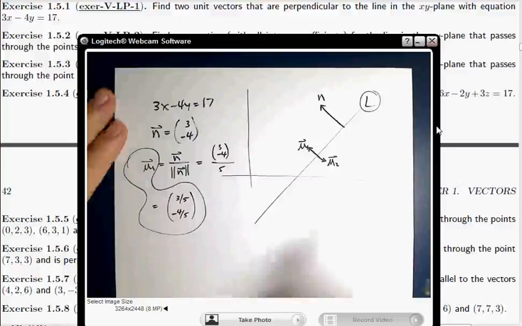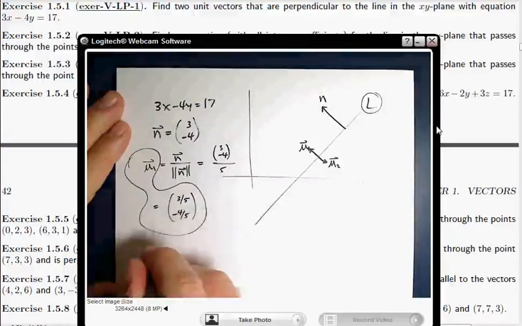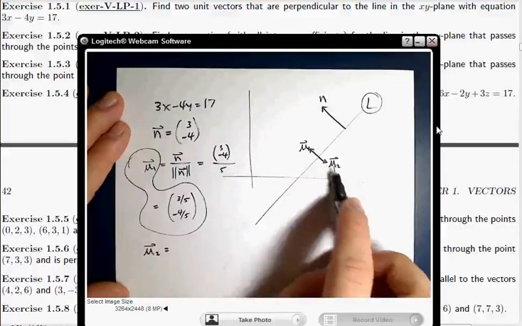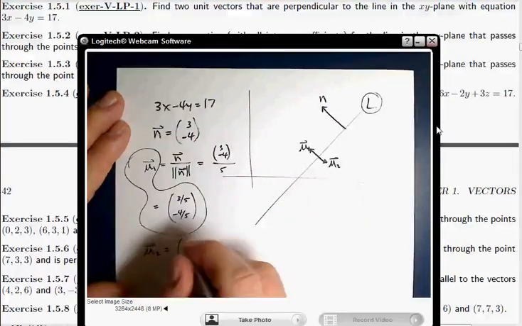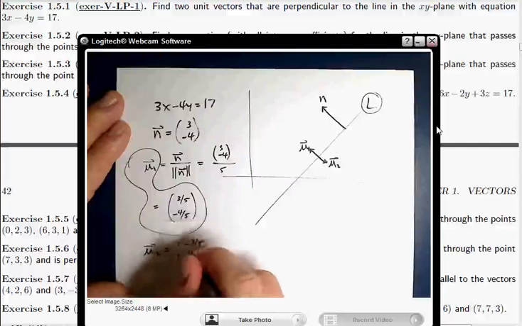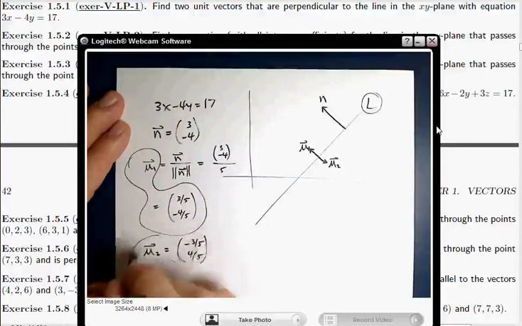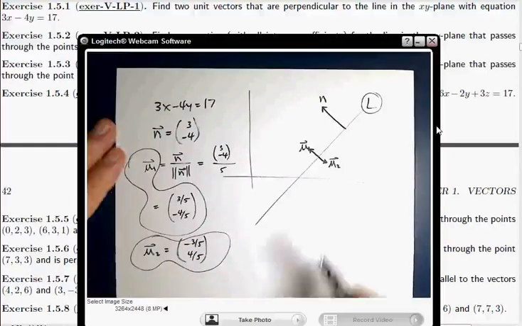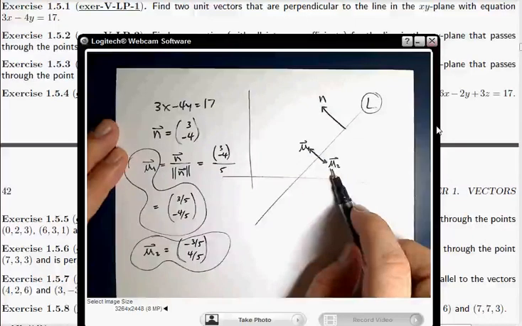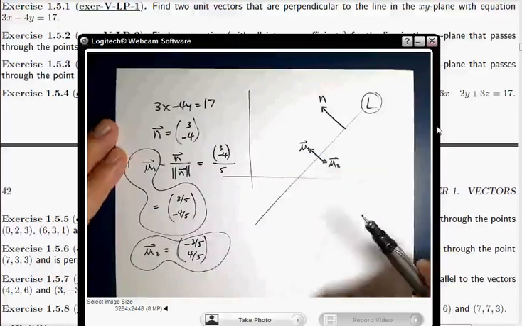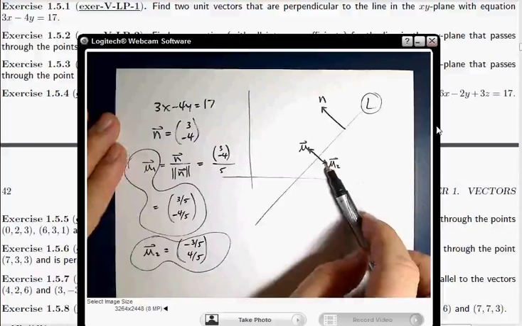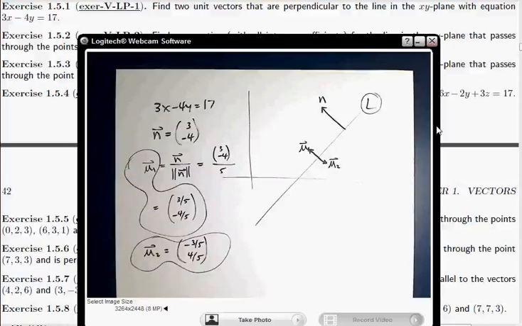Okay, let me finish up the problem here. We have to find U2. And good news, look at this: U2 is the exact negative of U1. So it's just going to be (-3/5, 4/5), and that's the other one. I just took a negative. In the perpendicular step I had to rotate 90 degrees, but here I'm rotating 180 degrees, which is the same as just reflecting.